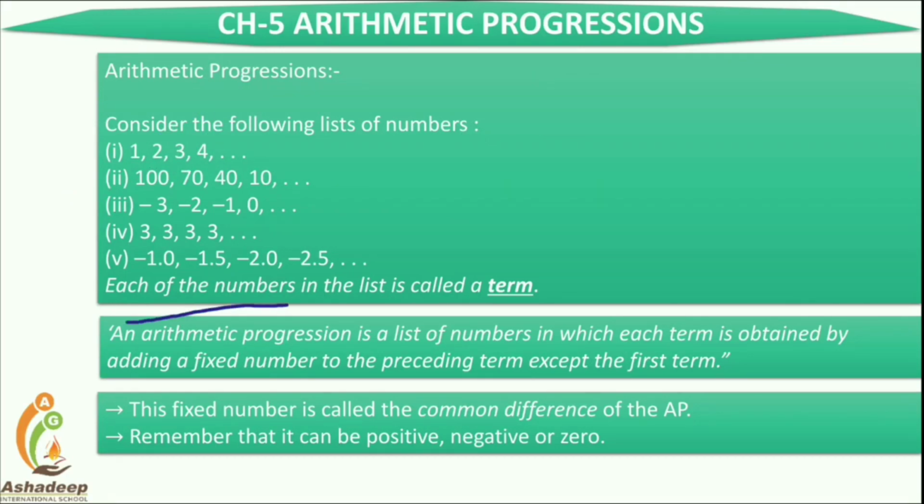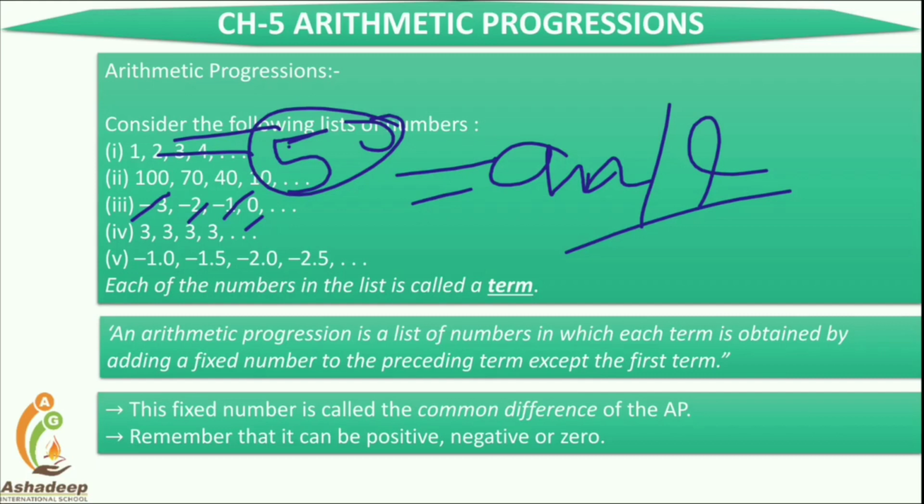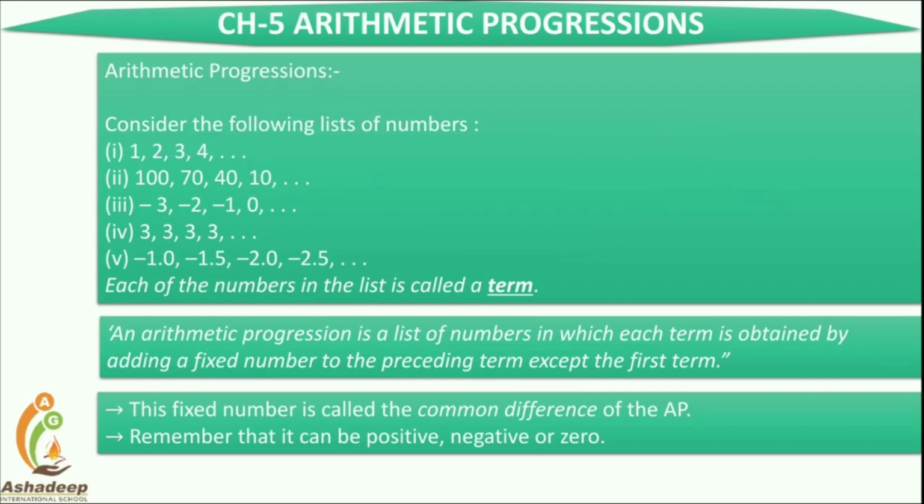And each number of the list is called a term. So this is called the first term, the second term, the third term and the fourth term. And if the last term is given, say here it is 50, for this series, it is denoted as an, the last term, or you can say denoted by l.